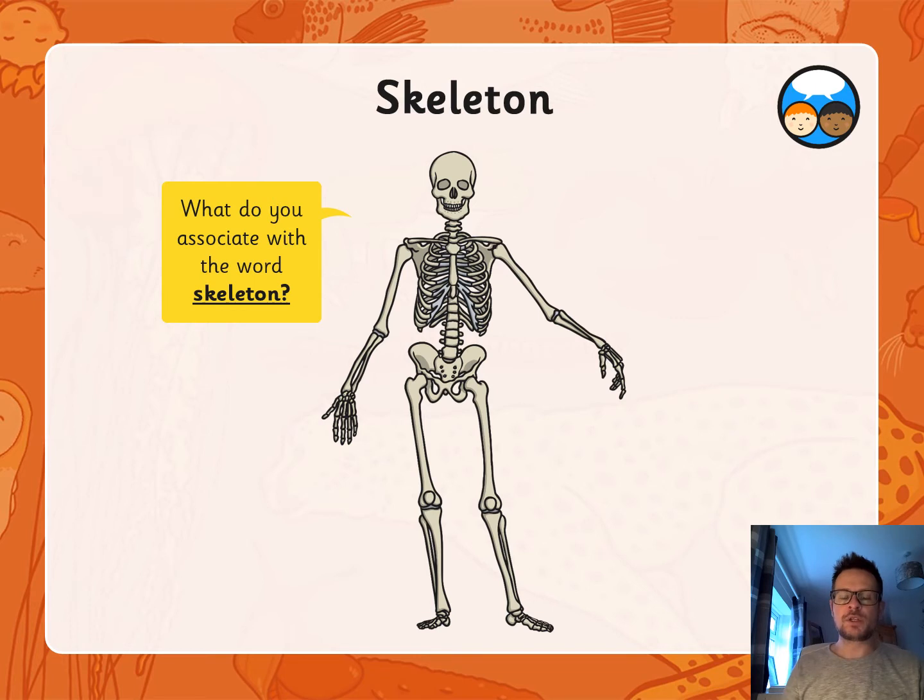Right, the first thing you're going to do, down below there is a sheet for you to write on, and the first question is, what do you associate with the word skeleton? So on that sheet there's a picture of a skeleton. Just write down words and phrases, as many things that you can think about that you know about skeletons. If you're with your family or your friends, you can talk to them about it. Pause the video. When you're ready, you can come back.